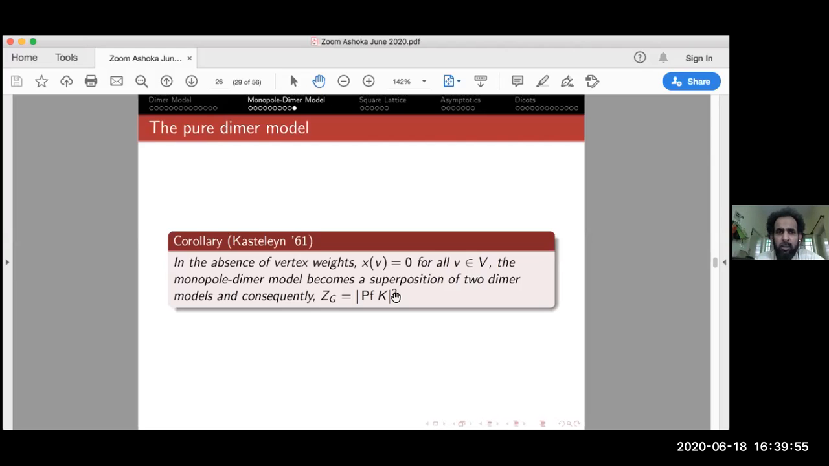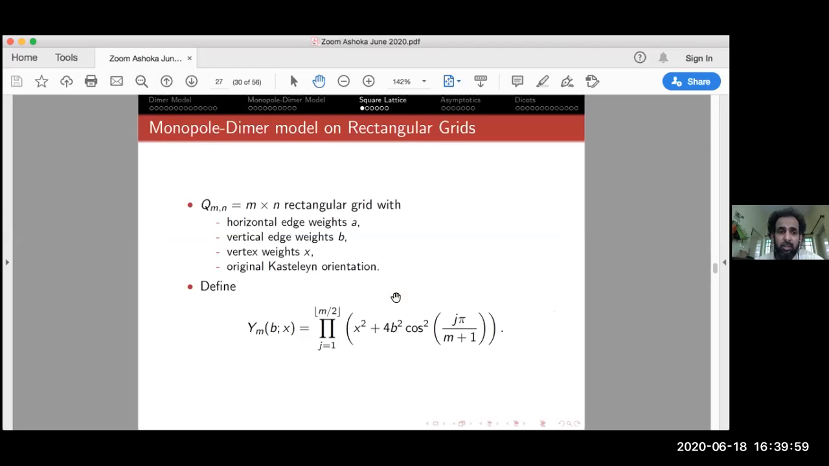So now let me move on to subsets of Z2. Again, if I take the m by n rectangular grid, now I don't need to assume that m and n are even anymore. I define this complicated looking function, which, okay, it just also involves the cosine squareds.